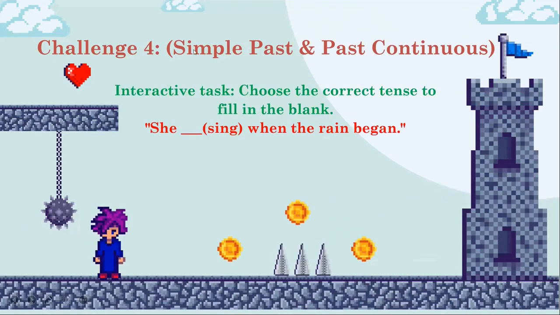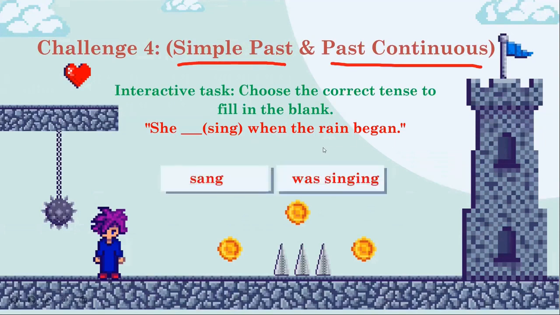So right now, let's move to the next exercise for you. Our focus still remains on the two tenses, simple past and past continuous. Focus on this situation: She sang when the rain began, right? And we have two choices here, A, sang, and B, was singing. Okay, so time for you to think about it. Let's go.